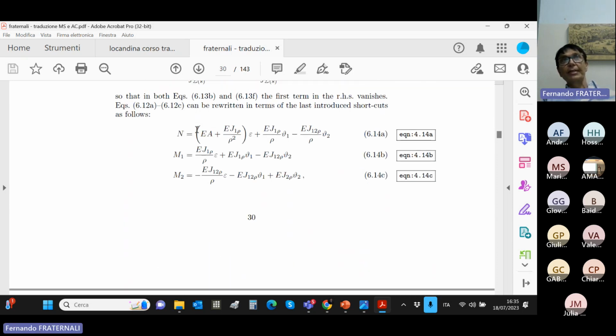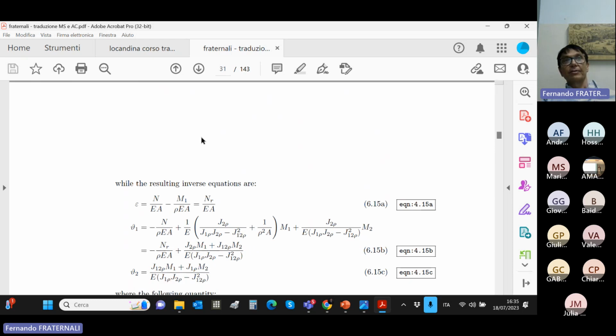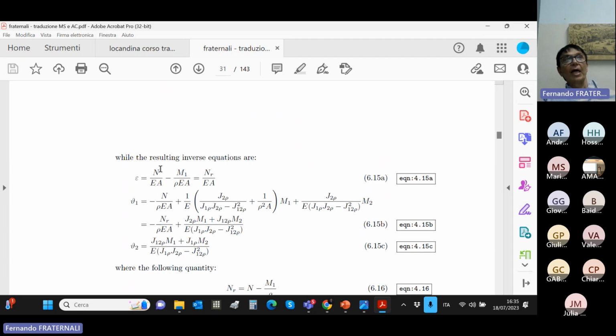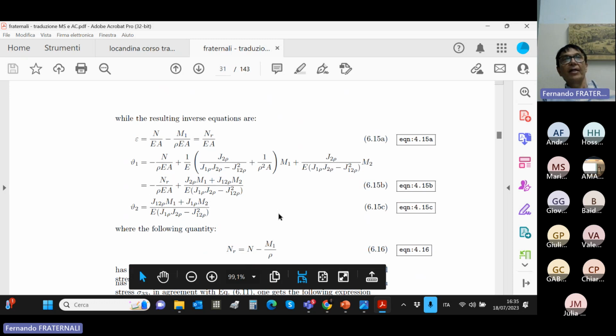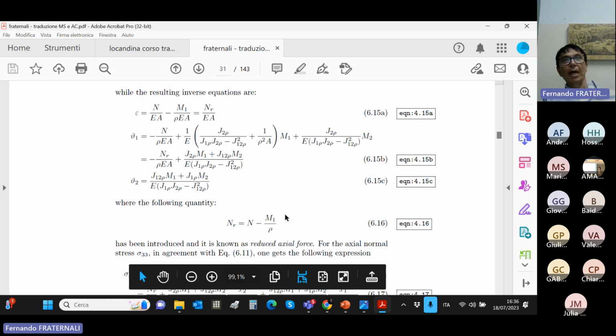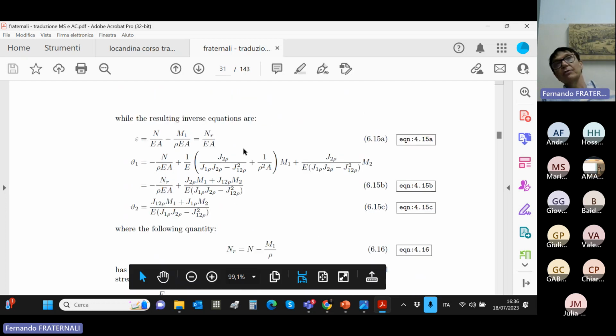Inverting those equations, which is not an easy task, we have epsilon equal to N over EA minus M1 over rho EA. This equation can also be expressed as epsilon equal to NR over EA, if we define NR as N minus M1 over rho, which is the reduced axial force. We could then write this equation in the standard form.